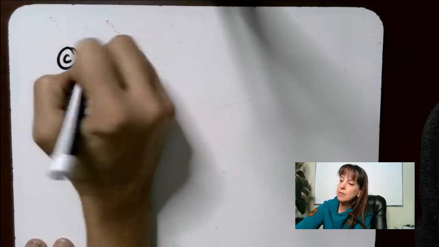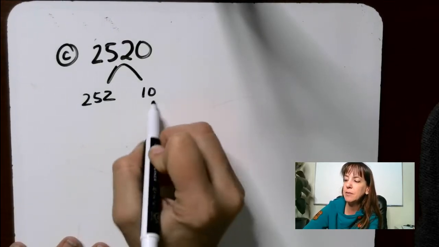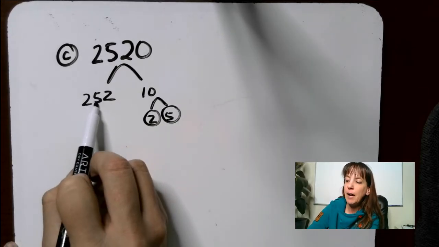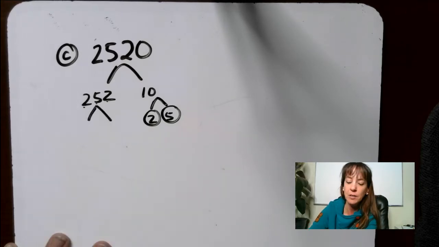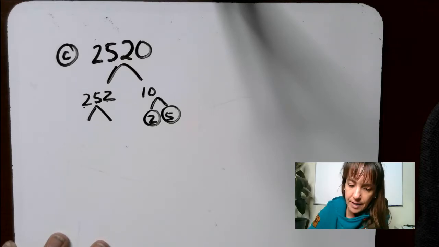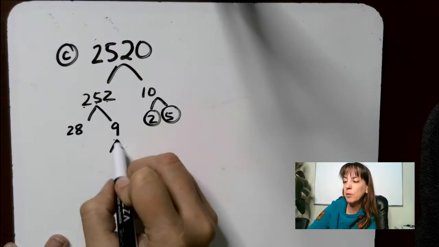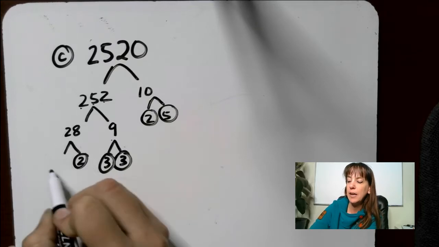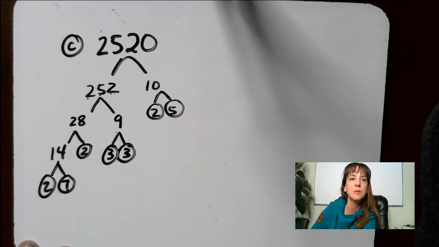We have 2,520. 2,520. Again, I like this one because we can break down 252 times 10, and we know 10 is 2 and 5. 252, let's see. 5 plus 2 is going to give us 9. So that means 9 is going to go into this number. Let's see how many. 252 divided by 9 is 28. 9 and 28. 9 is not prime. That can be broken down into 3 and 3. 28 can be broken down into 2 and 14. 14 can be broken down into 2 and 7, and those are both prime. 2 and 7 are both prime.